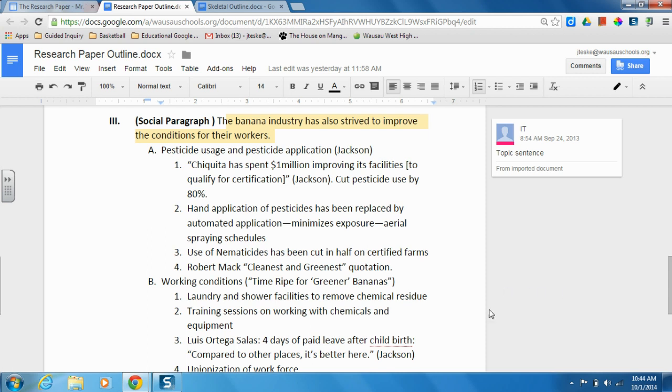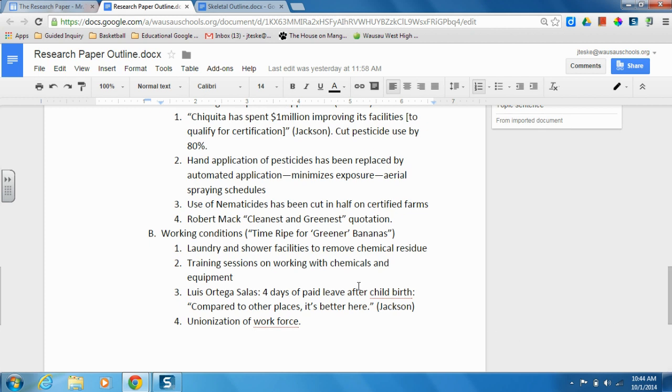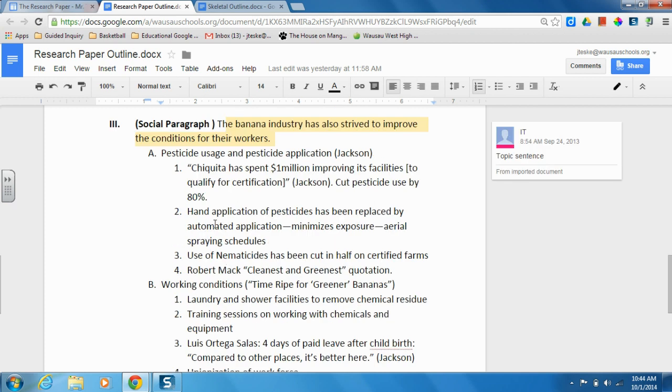And you can also see that we have information from Time Ripe for Greener Bananas. It's an article that we didn't look at, but it has no author. So instead I have to use the article title. And again, I don't want to belabor the point here by going through every single example that's in my outline, but the purpose of it all is to support the primary idea. So here are 4 examples that would support the benefits, the improvements that are being made in working conditions. And here are 4 examples that are being used to support the idea of pesticides and the pesticide application improvements being made there.